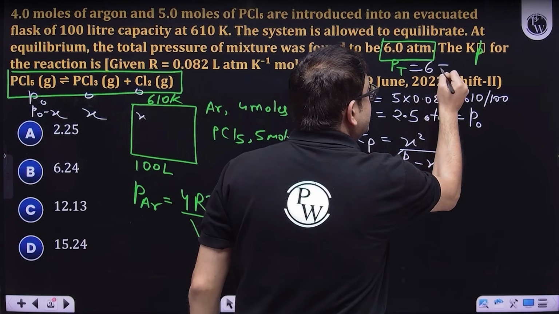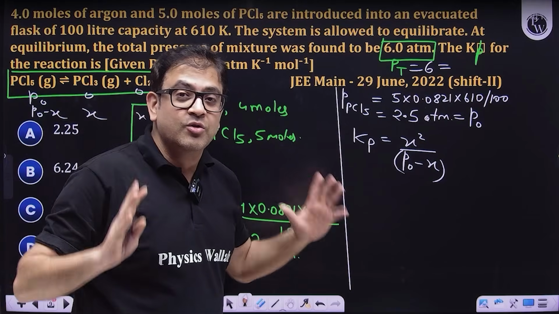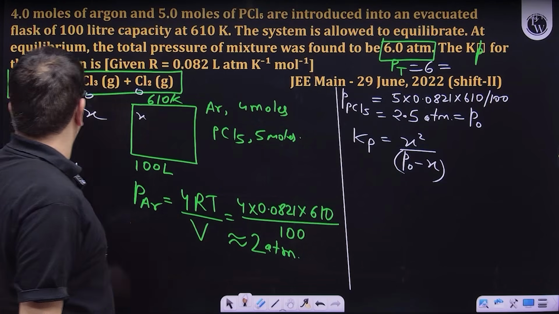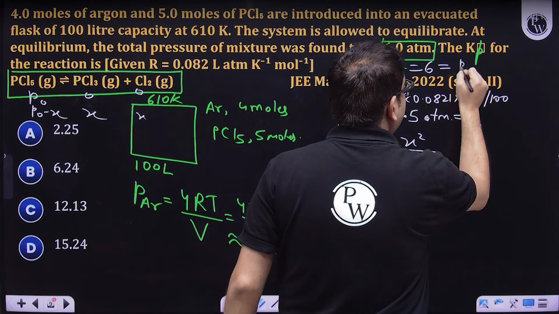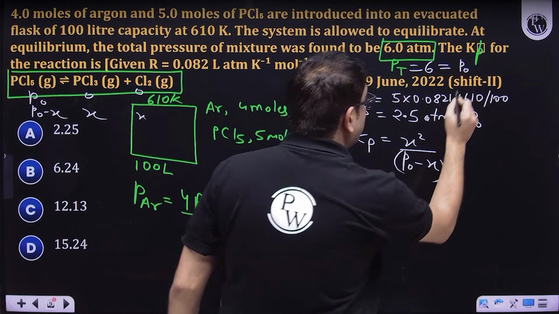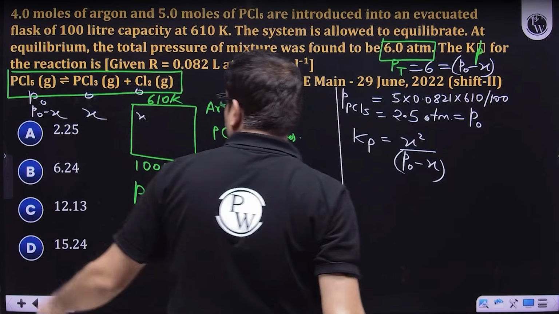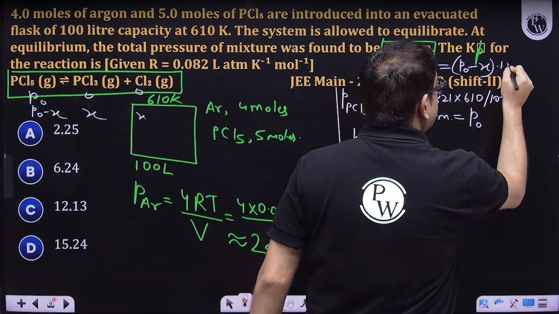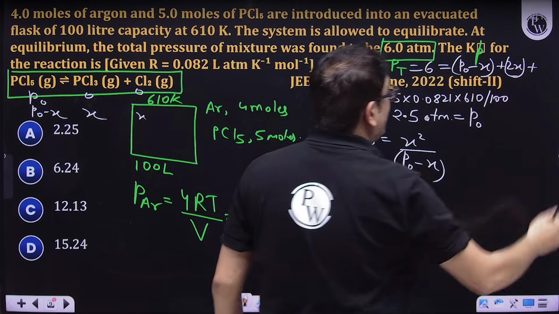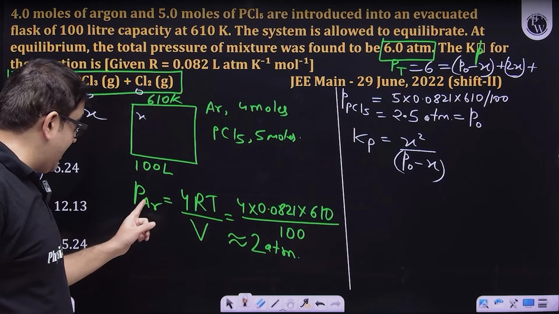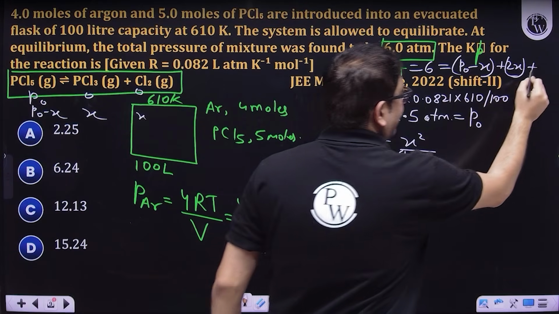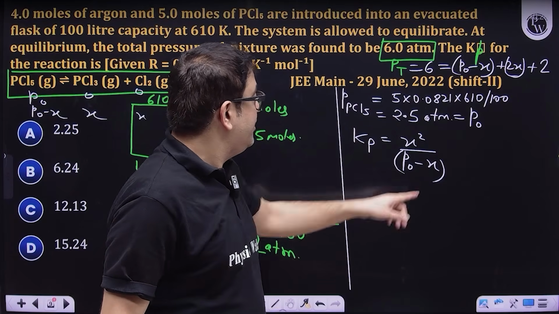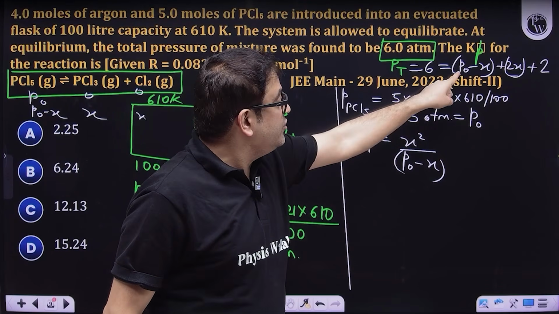So this 6 is equal to what? The total pressure. What is the total pressure? Sir, Dalton's law, sum of pressure of all the gases. What are the gases present? Sir, PCl5. What is the pressure of PCl5 at equilibrium? P naught minus X. What is the pressure of PCl3 and Cl2? Sir, X and X, that is 2X. So plus 2X. And that of argon, here we have calculated 2. So can you tell me, you know what is the value of P naught? Sir, 2.5. So P naught is 2.5.